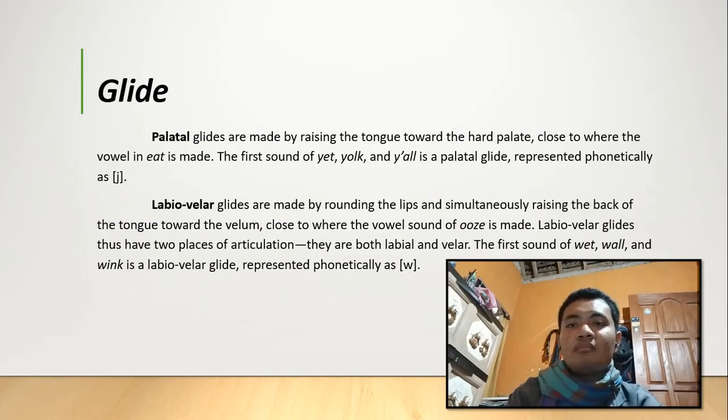The second one is labiovelar. Labiovelar glides are made by rounding the lips and simultaneously raising the back of the tongue toward the velum, close to where the vowel sound of "us" is made. The first sound of "wet", "wall", and "wing" is a labiovelar glide, represented phonetically as w.